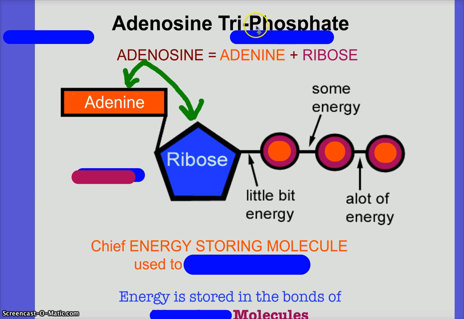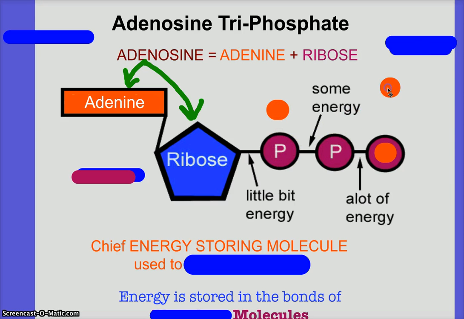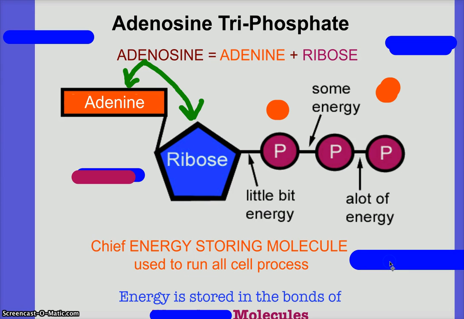And then the triphosphate is referencing what? 3 phosphates. Good job. Yes. ATP is the chief energy storing molecule for what? Raise your hand if you could tell me. Organelles. Okay. Organelles are found where? Any life form. No. Organelles are where? In the cell. ATP is for the cell. It's to run any process in the cell.